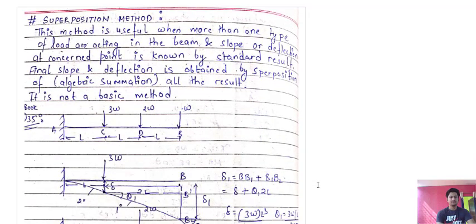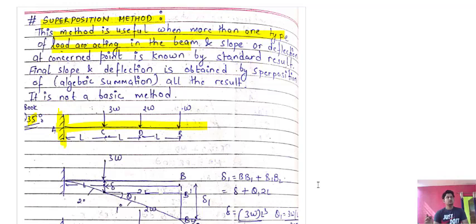Basically, the superposition method is useful when more than one type of load is acting in the beam. If we are talking about any condition that has point loads, similarly in this question, suppose this is a cantilever beam and in this beam three point loads are acting. So these are similar loading conditions, and this method is useful when more than one type of load is acting in the beam.